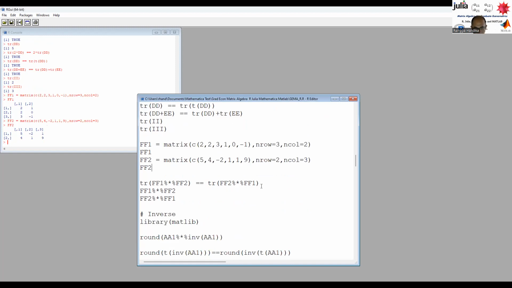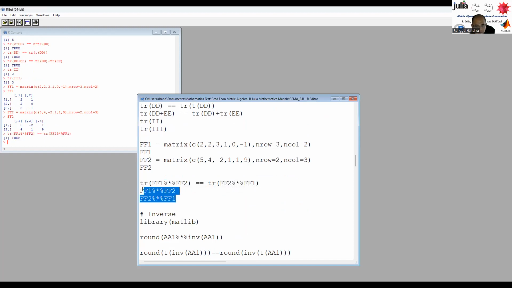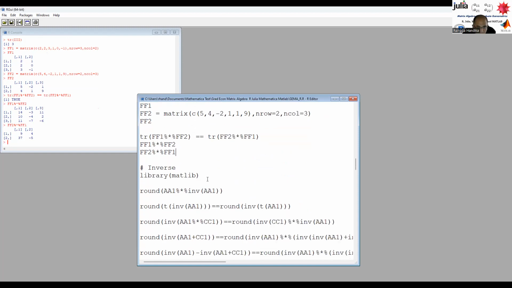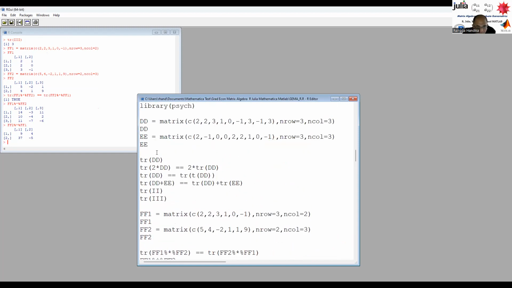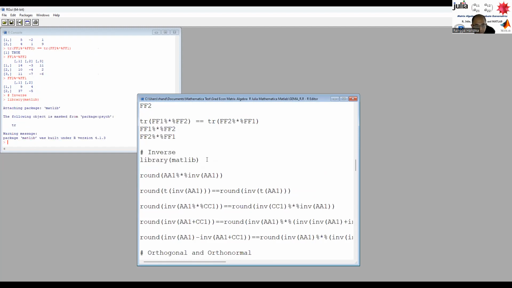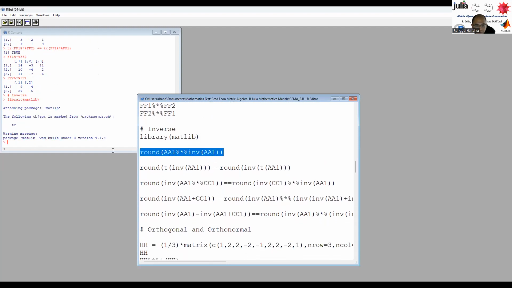How about the multiplication? The trace of matrix 1 and matrix 2 multiplied will be equal to the trace of matrix 2 multiplied by matrix 1. So you can see even though matrix 1 multiplied by matrix 2 can be different from matrix 2 multiplied by matrix 1, the trace is the same. So for the inverse, in addition to the solve function in R, you can also use the library MATLAB. So you will get the inverse, which is similar to MATLAB.